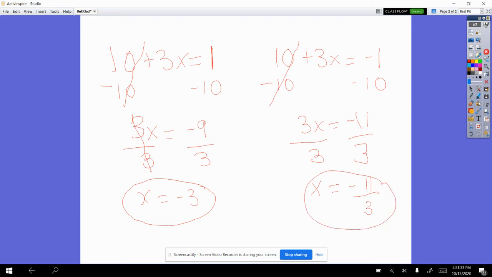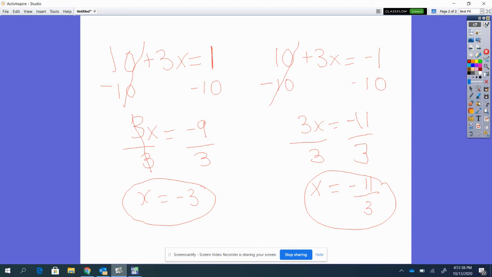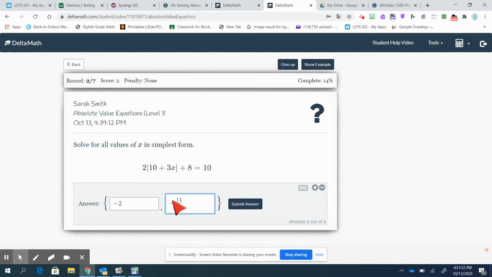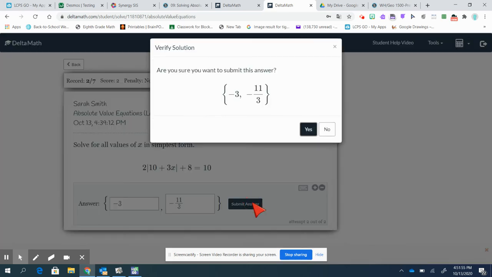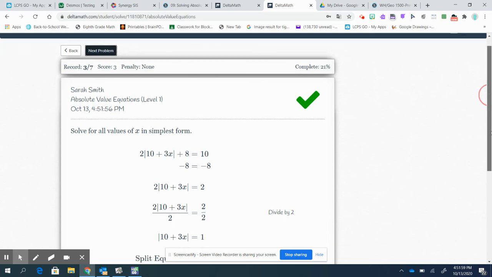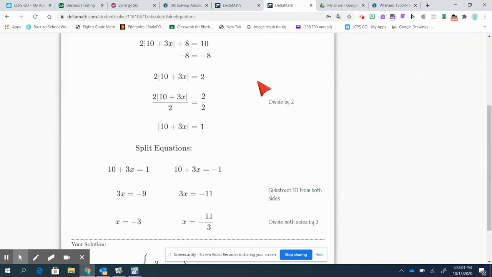All right, now let's put it in and see if we are right. I'm going to flip my computer back around. Okay, so on one side was negative 3, I put a comma, and the other side was negative 11 over 3. Now let's see if we are right. And we are, yay! And remember we can really just see it again nice and neatly.